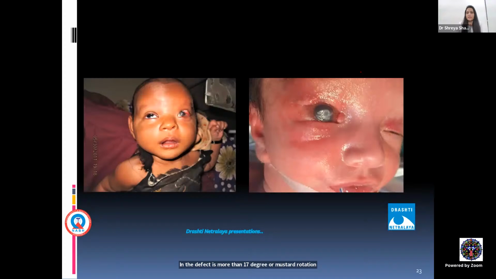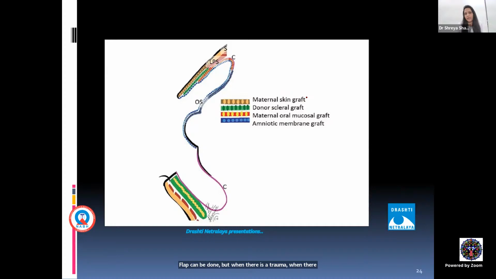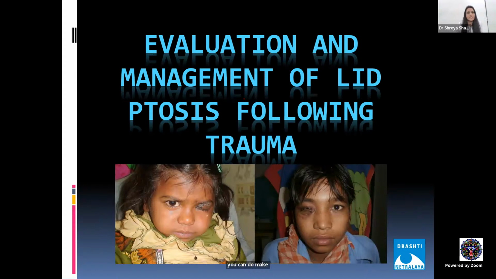But when there is trauma and there is no lid, you may have to completely make the lid. Sometimes you can take maternal skin graft, donor scleral graft, maternal oral mucosal graft along with the amniotic membrane. So you can make one by one all four layers, and you can make the lid.